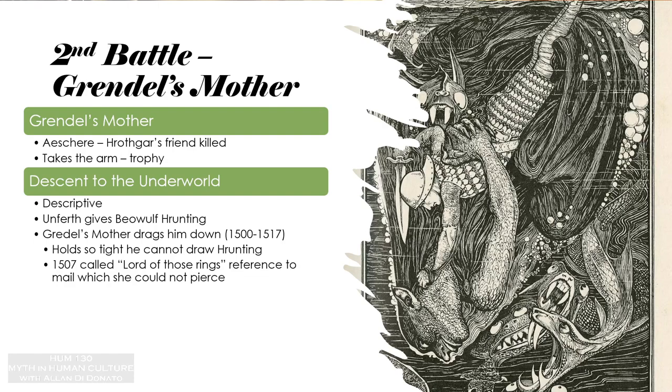Beowulf jumps into the water and it's pitch black. He can't see his hands in front of his face. But Grendel's mother is right there in front of him. She sees him clearly, and you know something bad is about to happen. Then she grabs hold of him and drags him down, down, down into the underworld, literally into the underworld, because they're going to come up inside the cave, inside her lair. This is hell, okay? Now, she holds him so tight that he actually can't draw the sword in this descent.